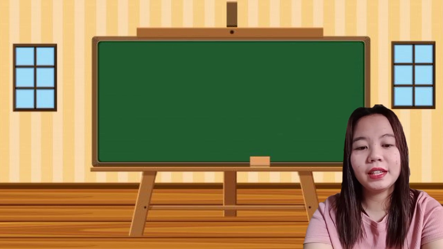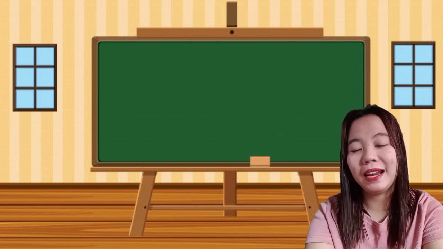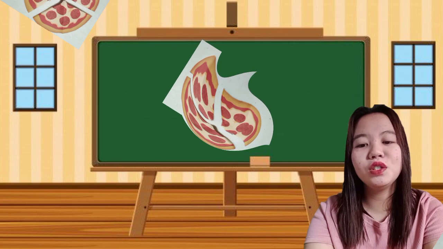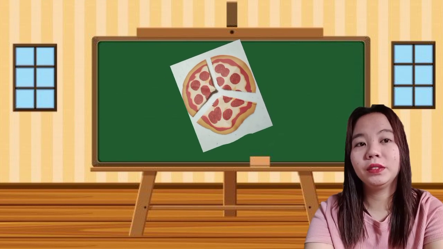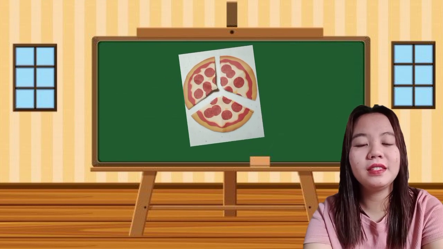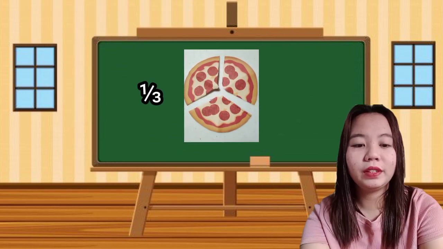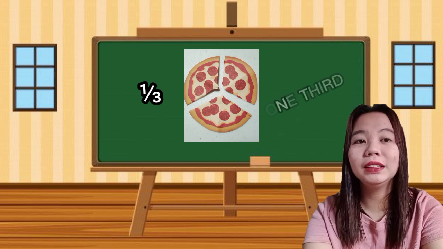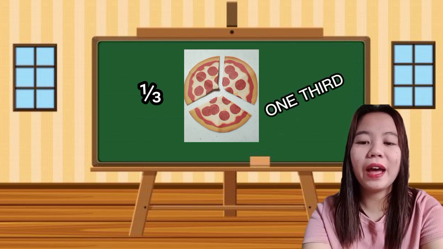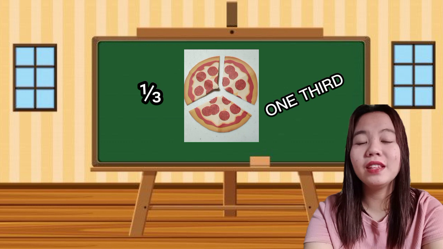Let's take a look at this pizza from Mother Marites. So this one is for 3 parts. We write this as 1/3. And we read this as 1/3. So every 1/3 is for her son.